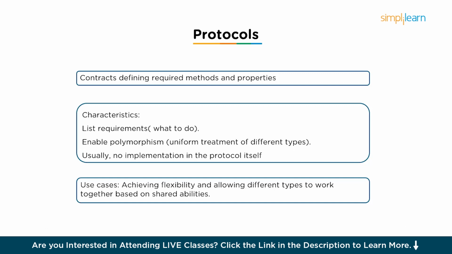Usually no implementation in the protocol itself. Typically, a protocol only declares the method signature and property requirements, not the actual code that makes them work. Some of the use cases include using it to achieve flexibility and allow different types to work together based on shared abilities. This promotes a more modular and adaptable code base.